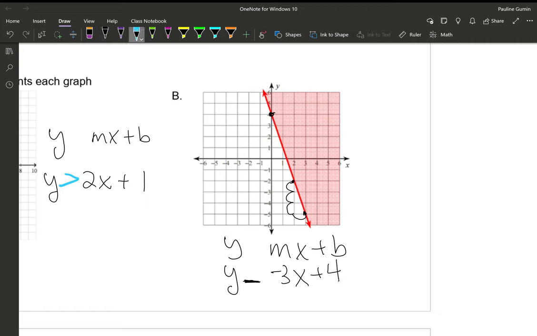Okay. To find out which way my symbol faces, just like before, I'm going to put my pencil on the y-intercept, and I'm going to draw lines straight up or straight down, depending where the shaded area is. I'm going to draw an arrow straight up, because that's where the shaded area is. So our symbol is greater than or equal to.